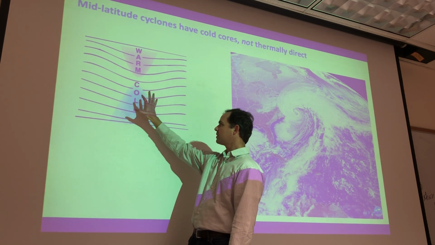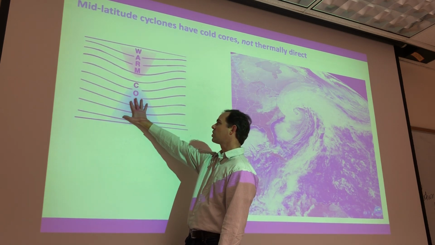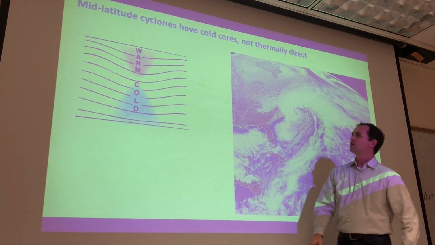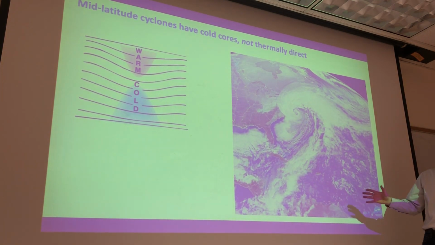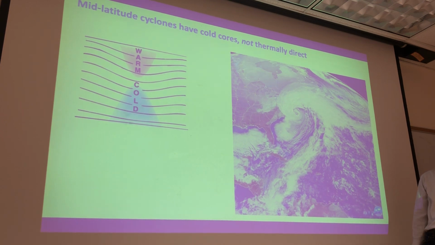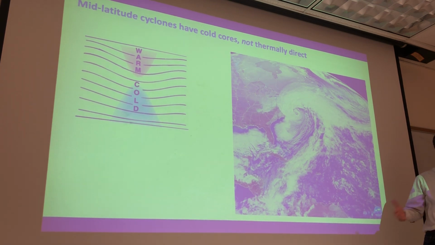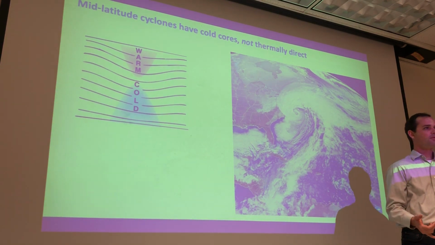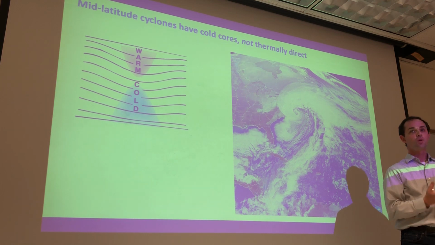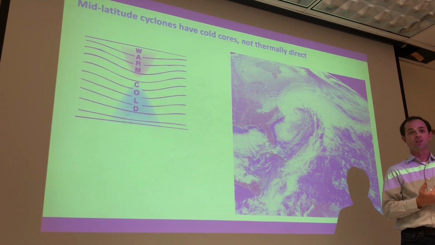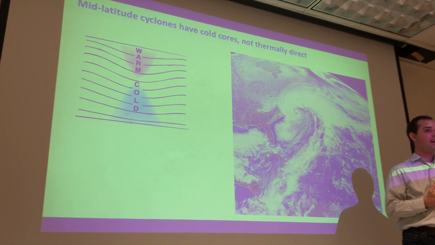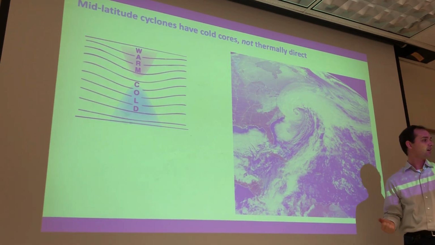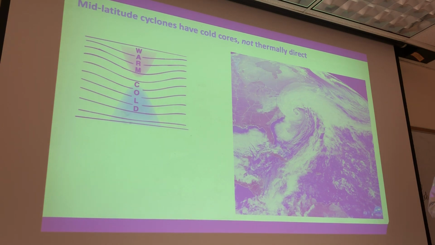So cyclones, extratropical cyclones, tend to be cold near the surface and warm at high altitudes. The reasons for that are complicated, and we're not going to talk about those. I just wanted you to be aware that thermally direct circulations explain a tremendous amount of weather on local scales for land sea breeze, up to global scales for the Hadley circulation and monsoons and El Nino, but they don't explain everything.